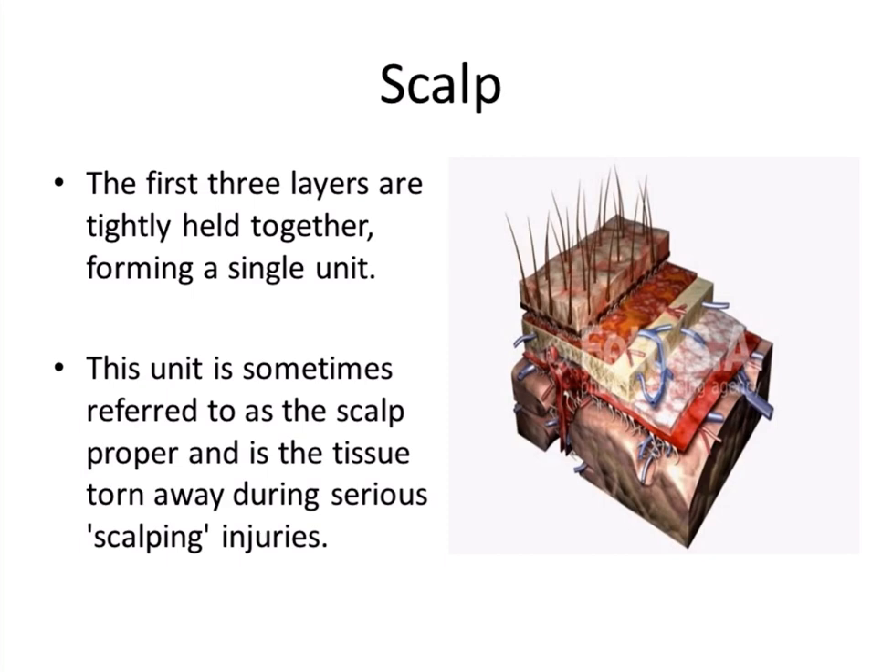This is because the fourth layer, the loose connective tissue, and the pericranium, the last layer, part of the skull, are thin layers that do not form the main bulk of the scalp. The main bulk of the scalp is formed from the first outer 3 layers, forming a single unit, which is lacerated as one unit during injury, called the scalp proper.